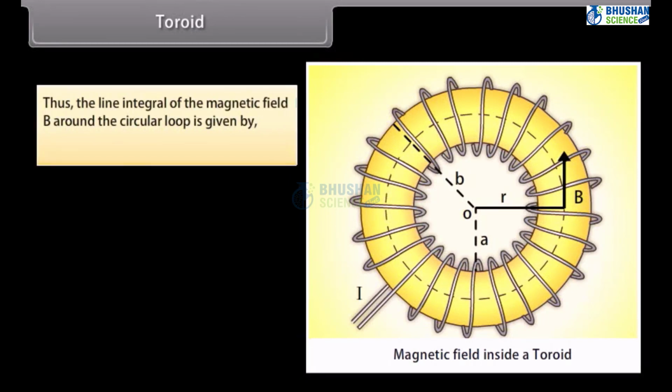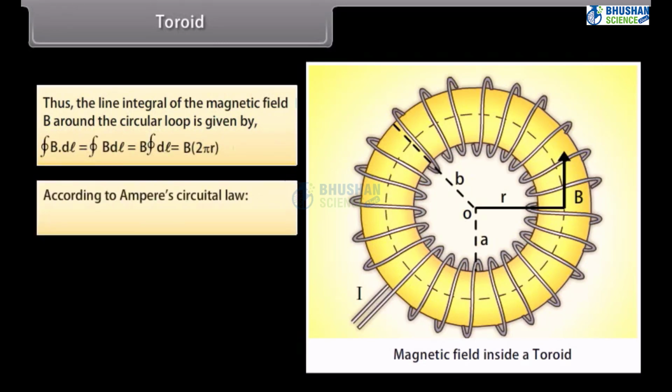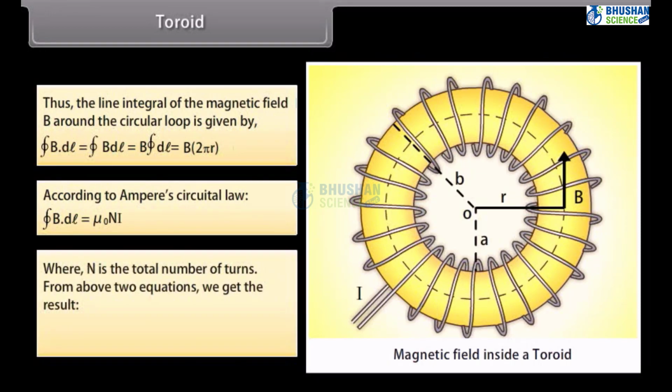Thus, the line integral of the magnetic field B around the circular loop is given by the product of B and 2 pi r. According to Ampere's circuital law, the closed integral of B dot dl is equal to mu naught N i, where N is the total number of turns. From the above two equations, we get the result B is equal to mu naught N i divided by 2 pi r.